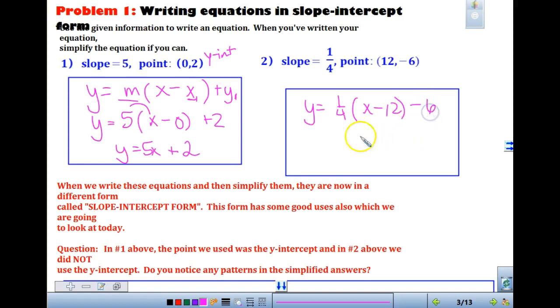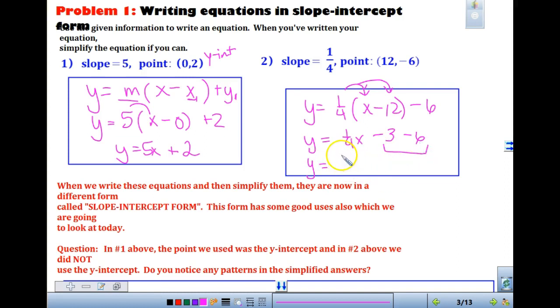And then minus 6. This one, it says now we want to simplify this equation. That means we want to use our distributive property. So we're distributing, right? As I use that distributive property, I'm going to have y equals what? 1/4 x. I'm going to continue, and I'm multiplying 1/4 times negative 12, which gives me negative 3, right? And then I have this minus 6.